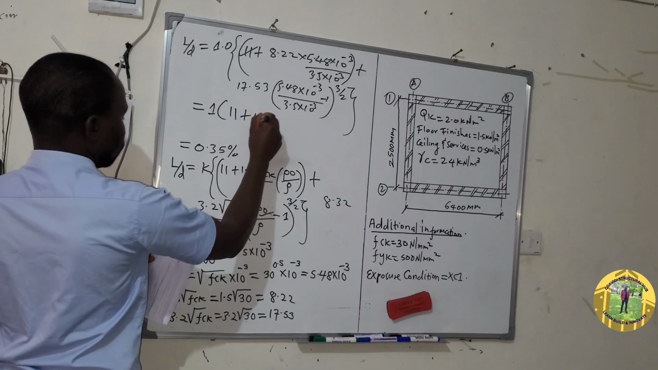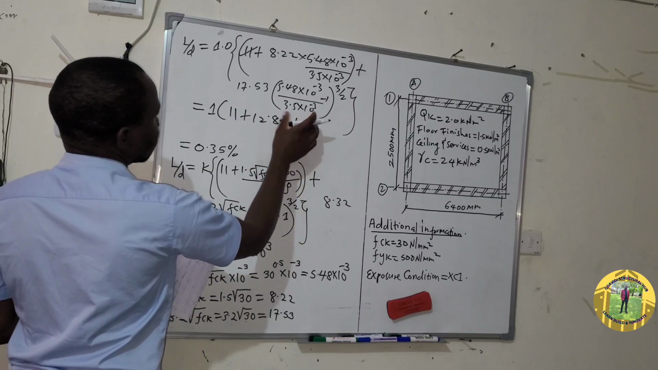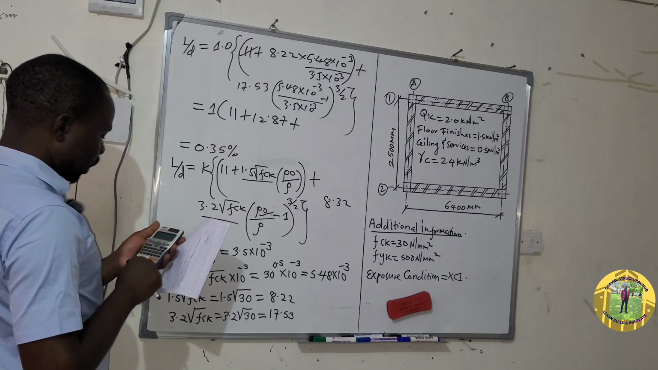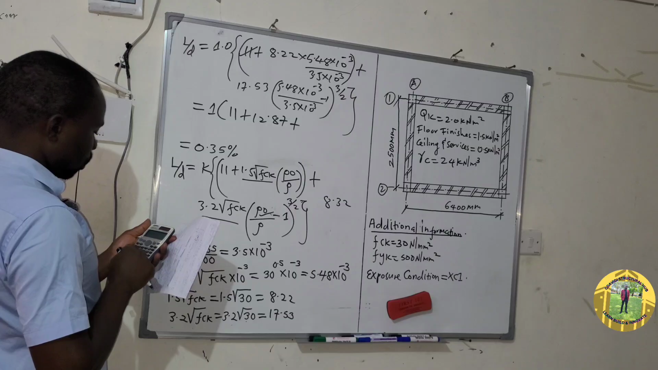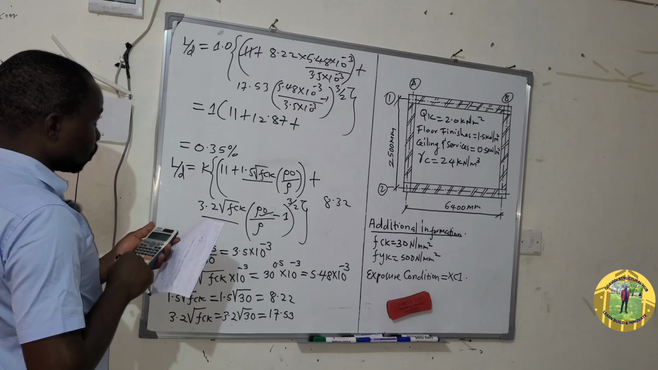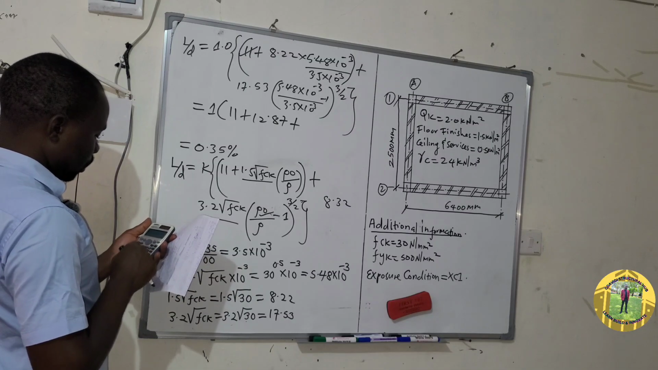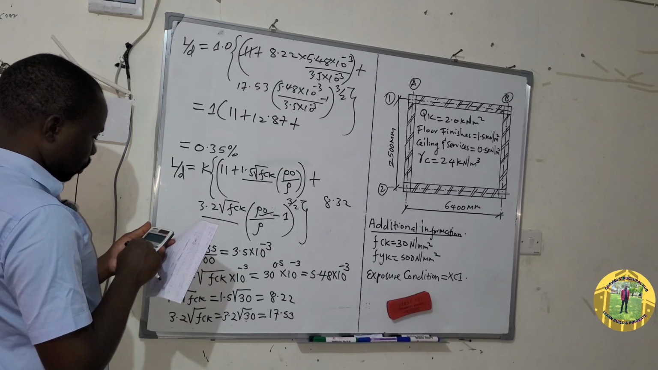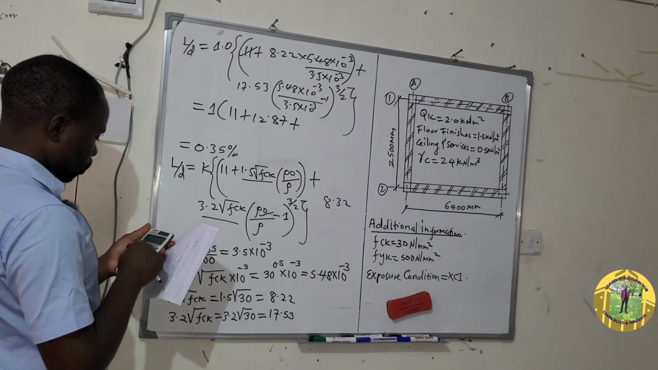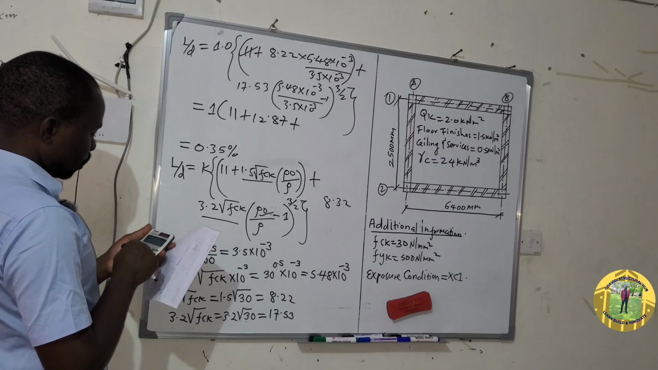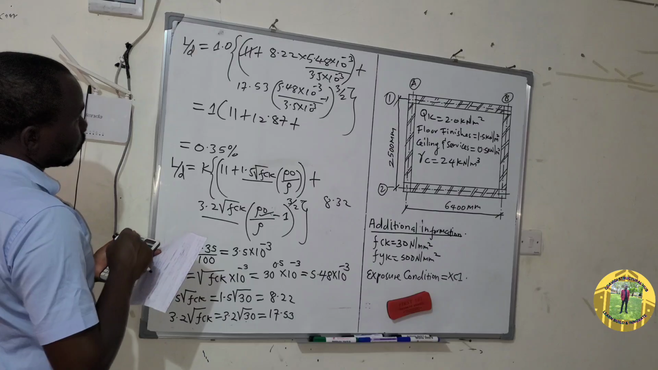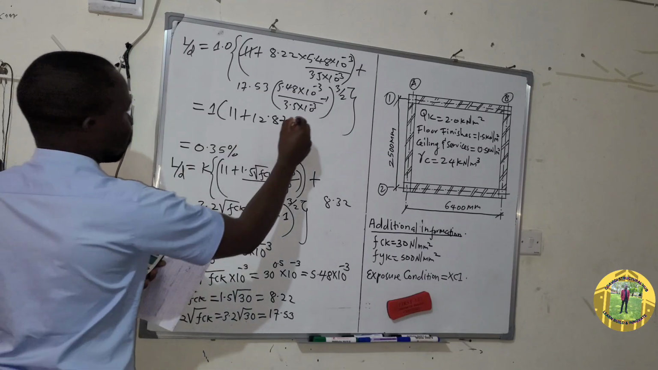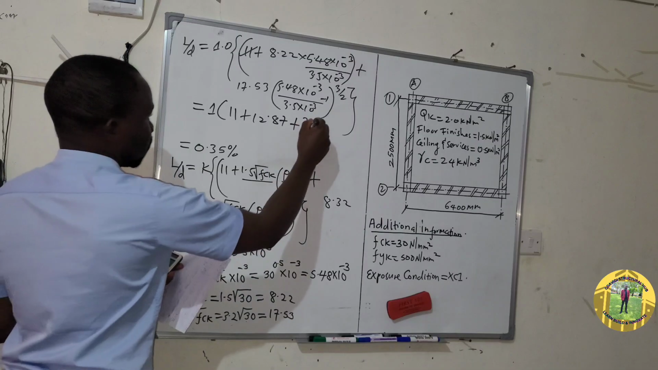So this is 12.87, then plus this one. Let's begin with this one. 5.48 times 10 raised to power negative 3 all over 3.5 times 10 raised to power negative 3, then minus 1, raised to power 3 over 2, then times 17.53. So this is 7.46.